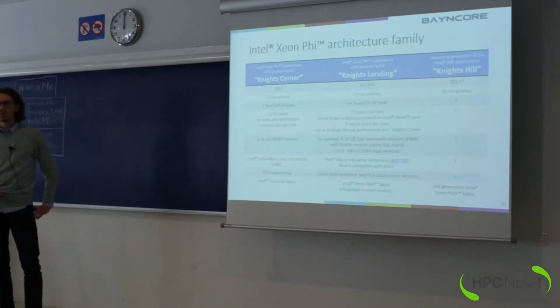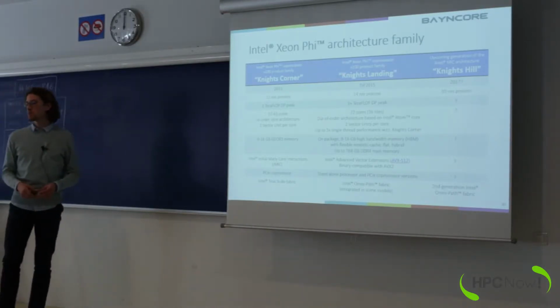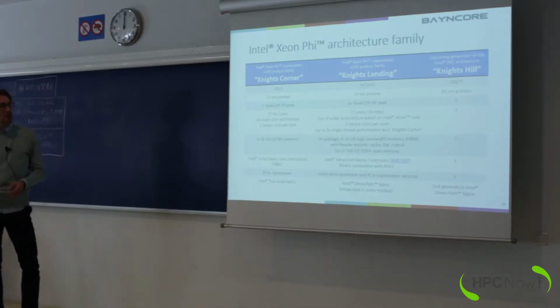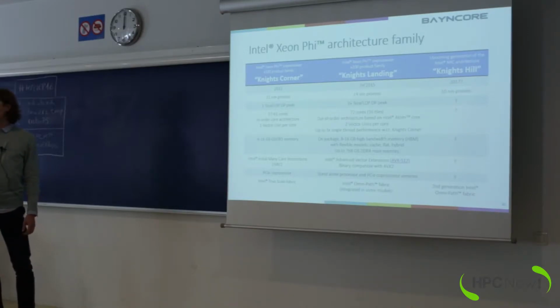We saw before in the presentation from Jordi as well that the Knights Landing is going to have 3+ teraflops double precision peak performance, more than 6 teraflops in single precision, and you're going to have 72 cores now. So up from 61 to 72 cores.